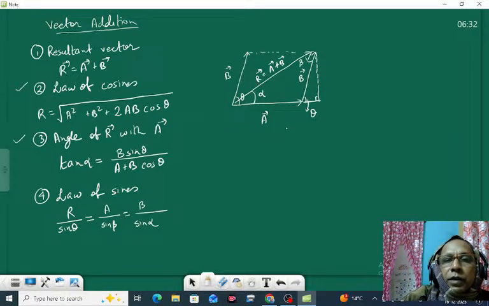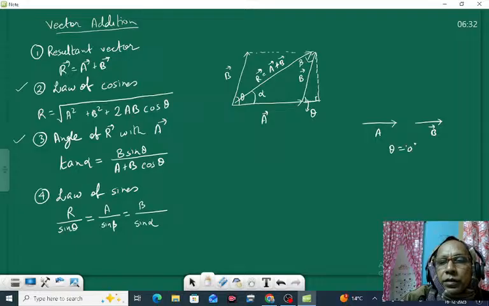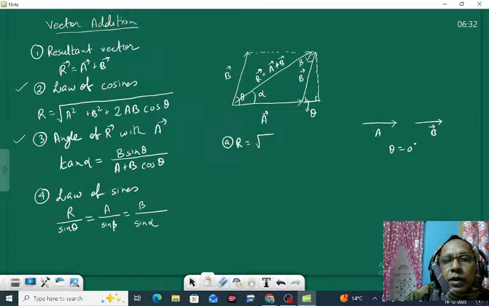Suppose one vector is vector A, and this is vector B, and they are in the same direction, right? What will happen here? The same direction means that theta is equal to 0 degree. How do we add? We add using this formula: R equals root over A square plus B square plus 2AB cos theta. This is a generalized rule.